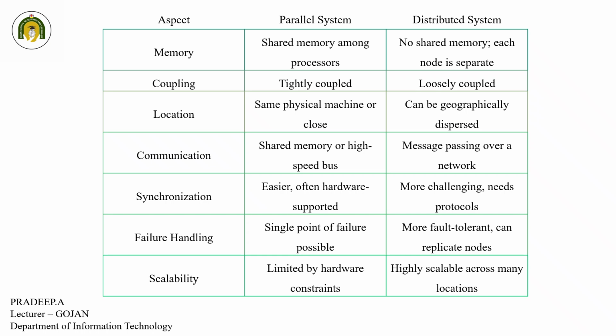Synchronization: in parallel systems, easier, often hardware supported. In distributed systems, more challenging, needs protocol support. Failure handling: a single point of failure is possible in parallel systems. Distributed systems are more fault tolerant, and replicated nodes can be used. Scalability: in parallel systems, limited by hardware constraints. In distributed systems, it's highly scalable across many locations.